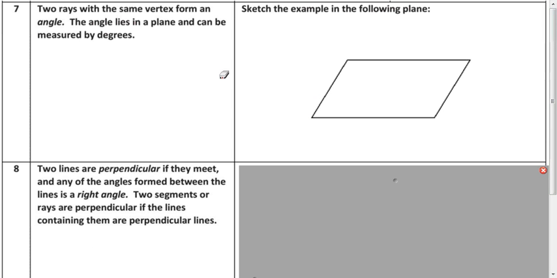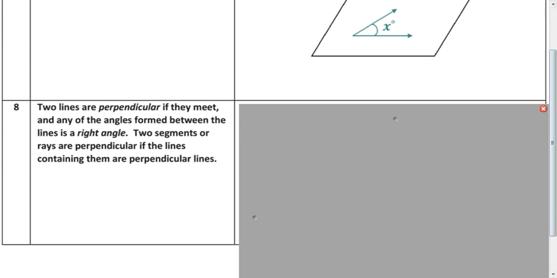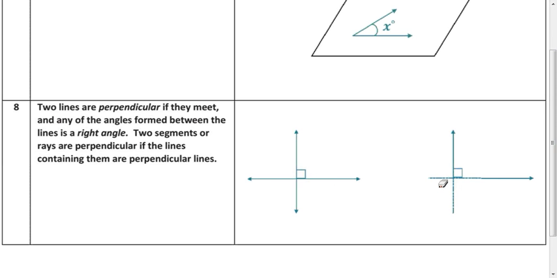Angle is pretty much the same, so draw an angle on this plane. The definition of perpendicular is the same. And we also say segments or rays are perpendicular if the lines that contain them are perpendicular. So try drawing examples of perpendicular lines. So there's lines. Here's rays that we extended to show that the lines do intersect and make right angles.